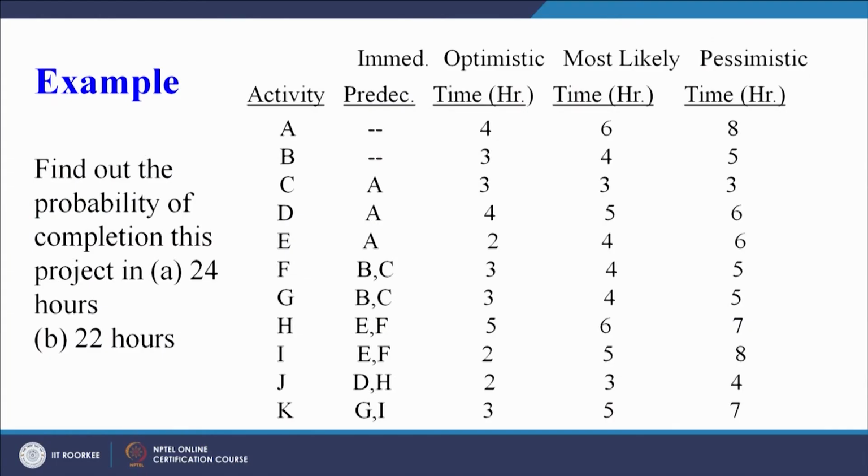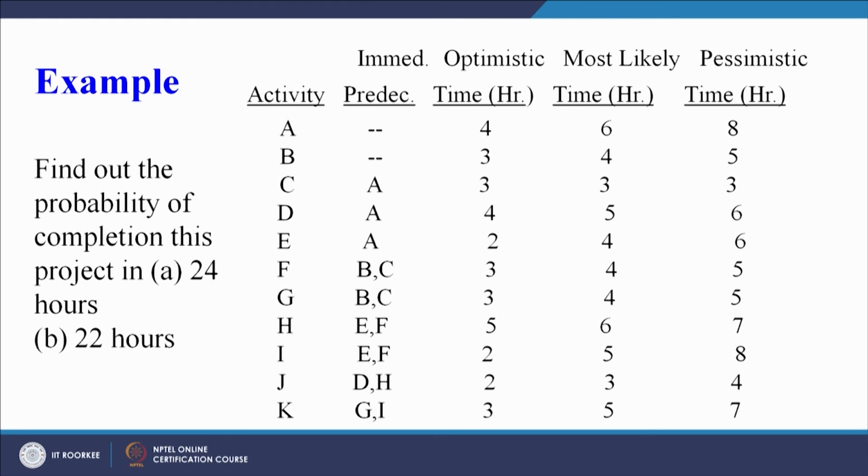So we have a problem statement here, and I'll read it for you. Find out the probability of completion of this project in A, 24 hours, and B, 22 hours. So we have two time durations mentioned here, and we have to see what is the probability that this project will be completed in 24 hours, or in 22 hours.